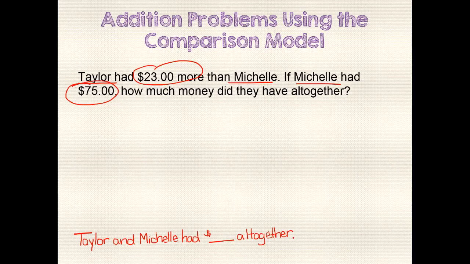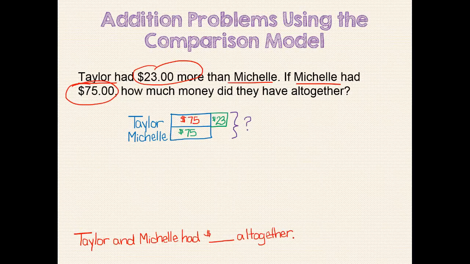We can start our model with a unit bar for each of the two girls. Since the problem tells us that Taylor had $23 more than Michelle, we can show that like this. The problem also tells us that Michelle had $75, so we can go ahead and write that in this unit bar. That means that this piece for Taylor is also $75. We can bracket the two bars and put our question mark at the end since we are asked to find out how much money they have altogether.